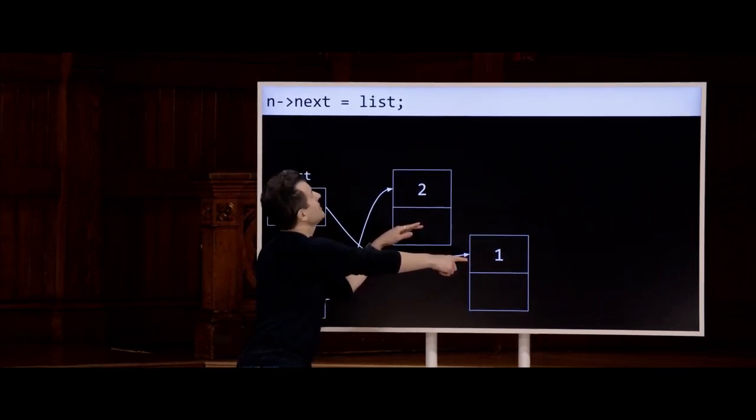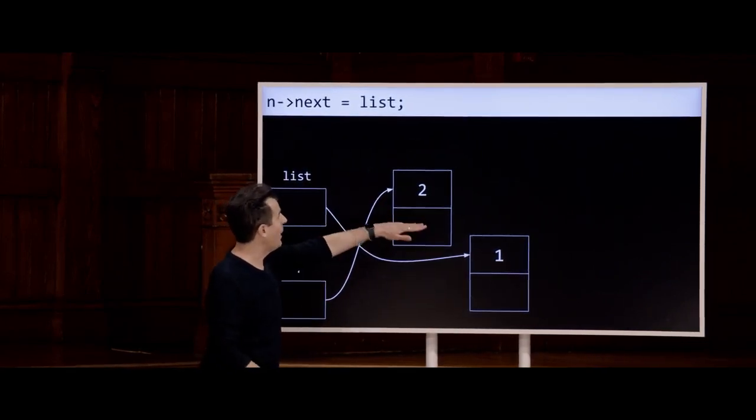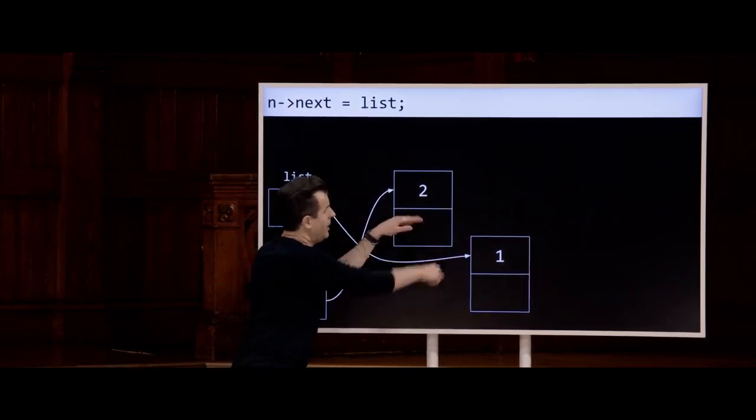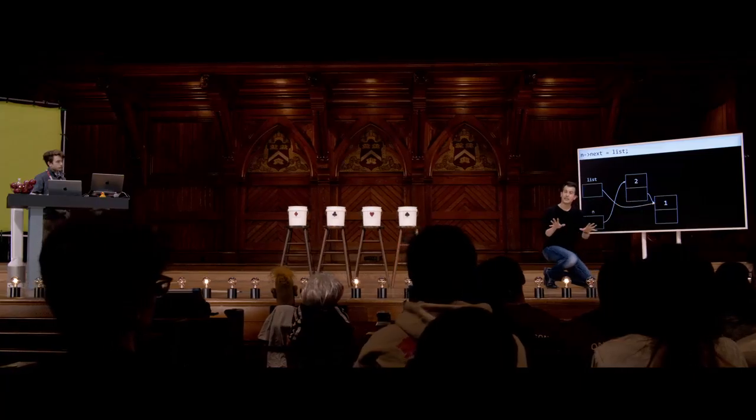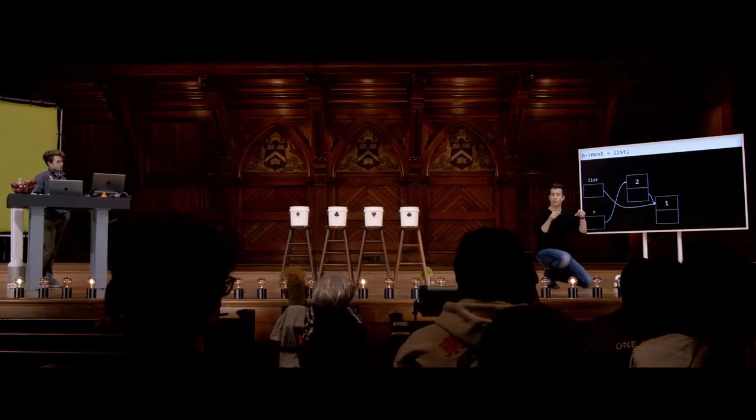So what this means in this line of code, n arrow next means start at n, follow the arrow, access the next pointer, and set it equal to whatever list equals. So if list is pointing here, then next should point there as well. This, I think, is safe because now we have redundancy. Now we've got 2 pointers pointing at the original list.